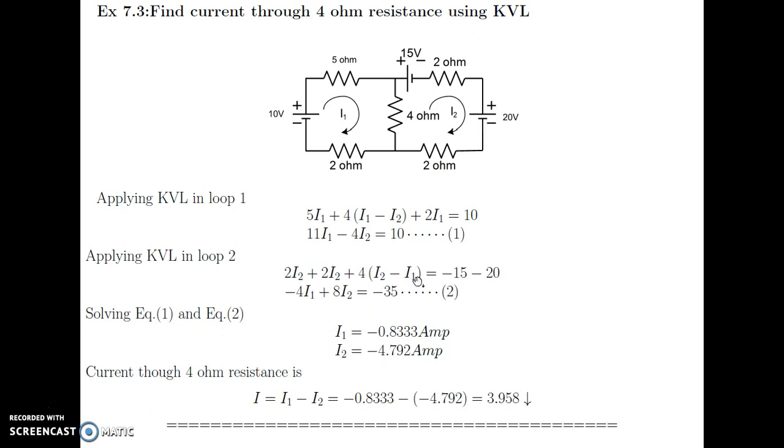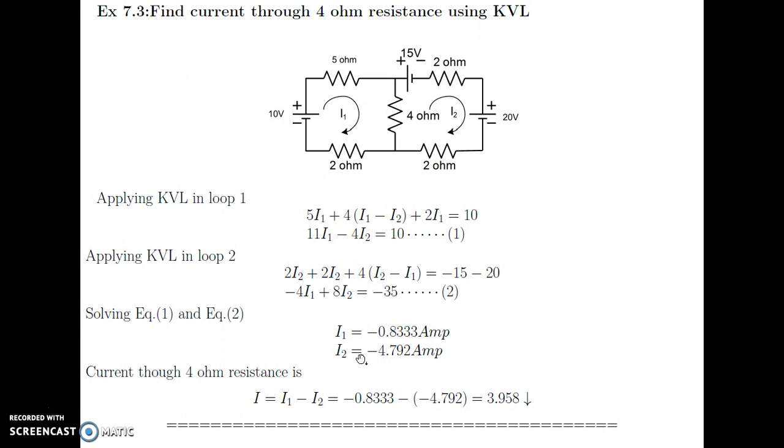Taking the I2 terms together, the I2 terms are 2 plus 2 plus 4, that is 8 I2. And I1 is shared, so minus 4 I1, as I1 is opposite to this I2. If we take the direction like this, then we have to take plus 4 I1, because both are in the same direction. So solving these equations, we will get the I1 and I2 values.